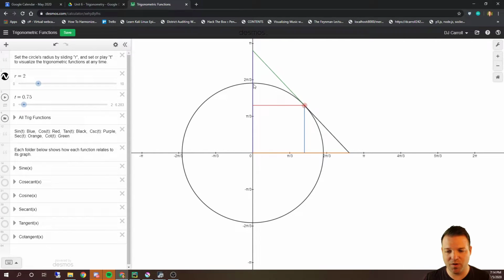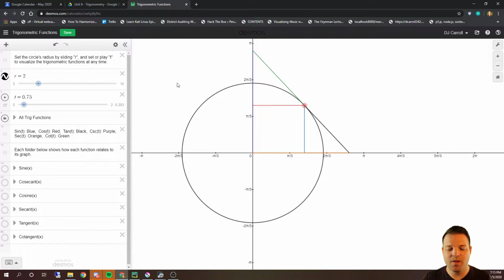And then this purple one, this is probably the toughest one to see, but it's from the origin all the way up to meet this green line. That is the cosecant. Okay, so let's just cover those really quickly. The blue line is the sine. The red line is the cosine. The black line is the tangent. The green line is the cotangent. The orange line is the secant, and the purple line is the cosecant.